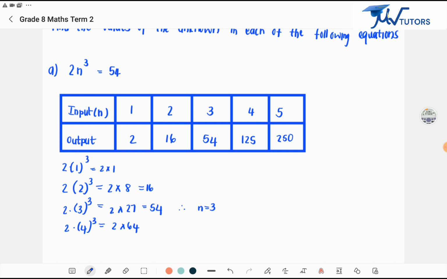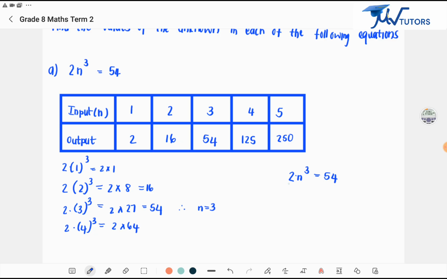Alright, so I've shown you how to use the table. What if we didn't have time to inspect what the answer would be? What would you do? First of all, I have 2 times n cubed is equal to 54. I want to solve for n.